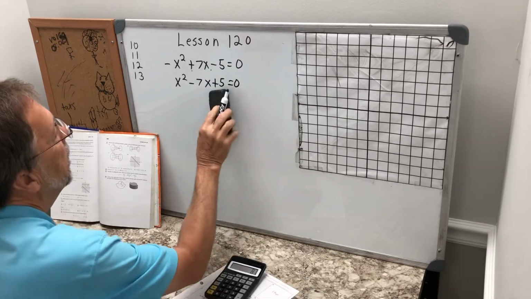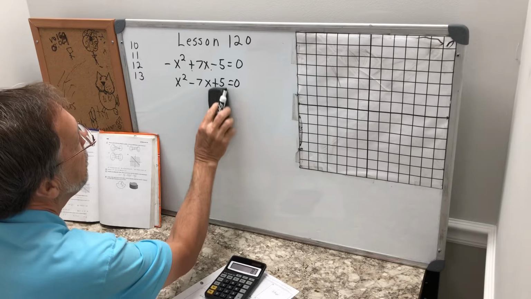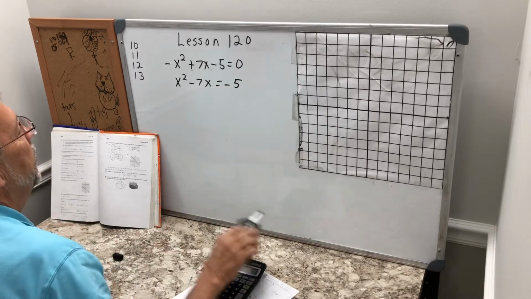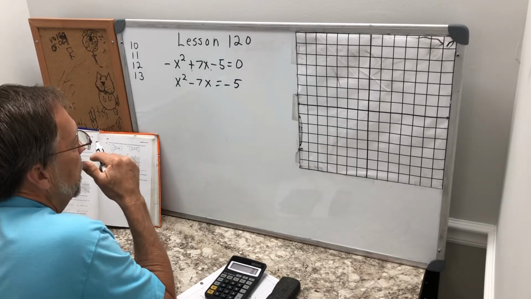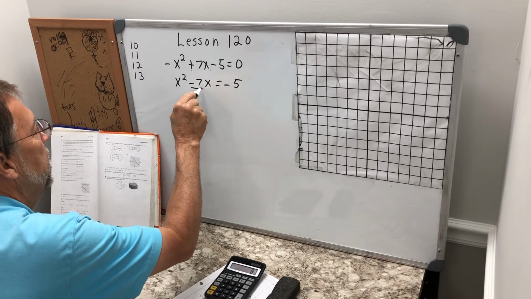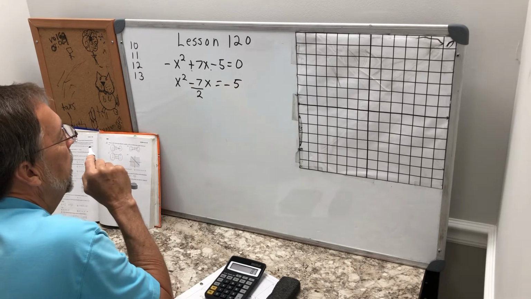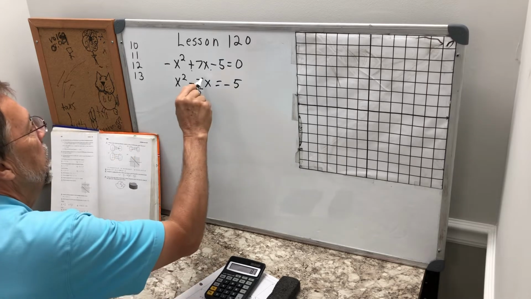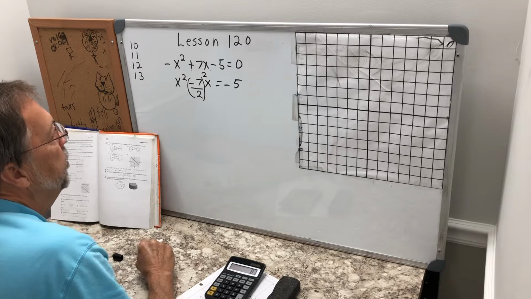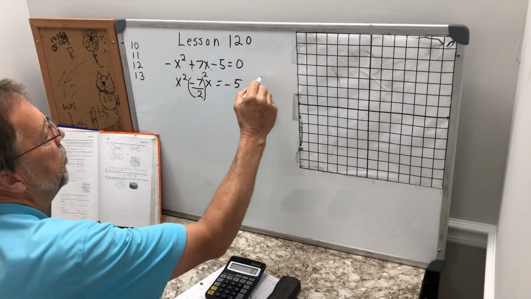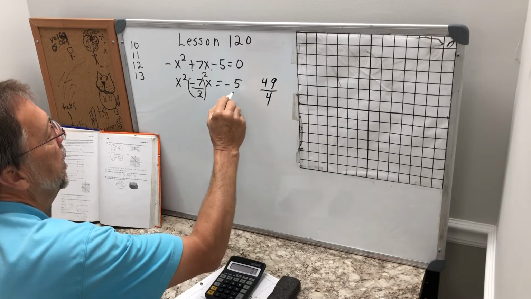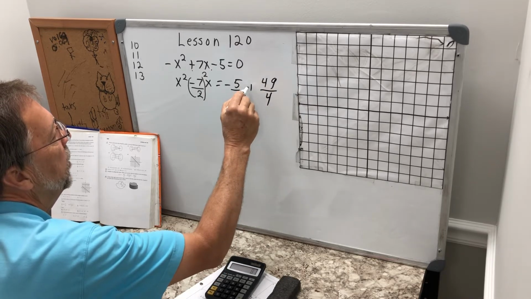Now I'll immediately take care of this +5, put it on the other side. It becomes a equals -5. And now begin to complete the square. To complete the square, the first step, remember this is about steps. First step is to put a 2 under this. Now I have a 7 over 2. Second step is to square this. Step by step by step, we square that. 7 times 7 is a 49. 2 times 2 is a 4. Then we add these together.